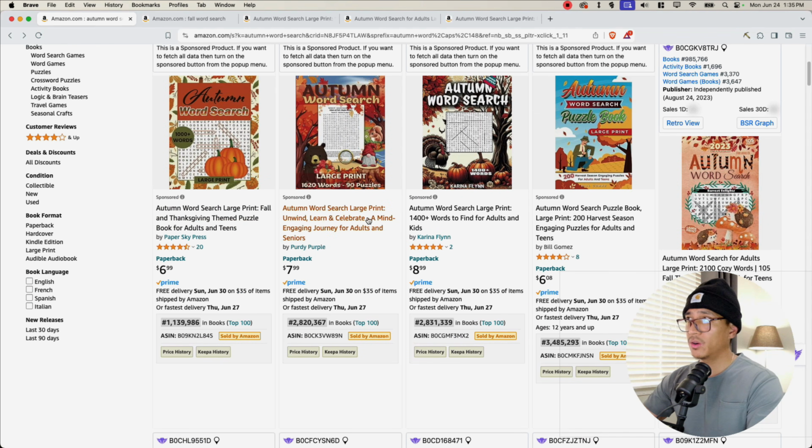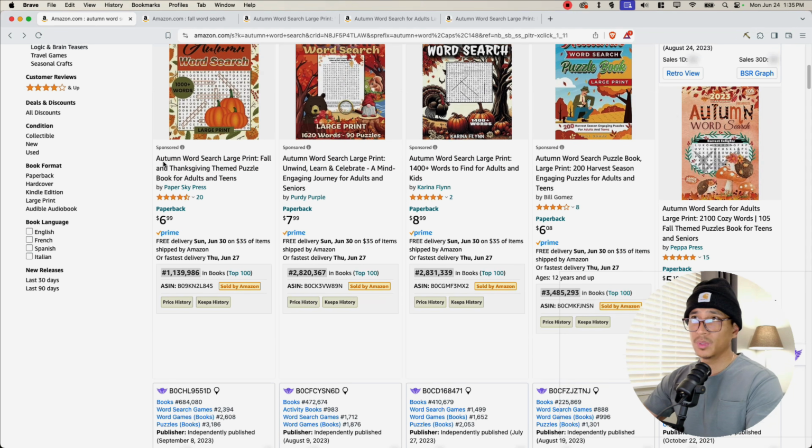So as you can see, here are some sponsored listings still right here. But even though they're sponsored, they're still not selling that well. They're in the 1 million range, the 2 million range, the 3 million range. So these books are only selling maybe a few times a month right now.